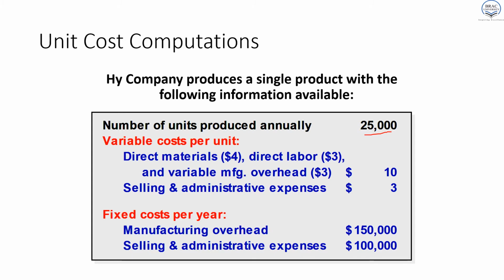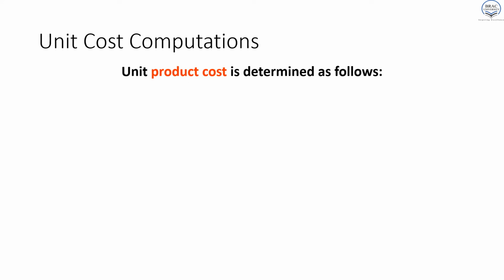In terms of variable cost per unit, here we have direct material, direct labor, and variable manufacturing overheads. All in all, after adding up, I get $10 per unit. You also have variable selling and admin cost, which is $3. And we have fixed cost per year, given as fixed manufacturing overhead, and fixed selling and admin, which is $100,000. So let's see how we can calculate the unit product cost from this.